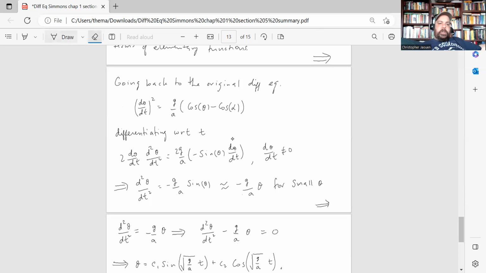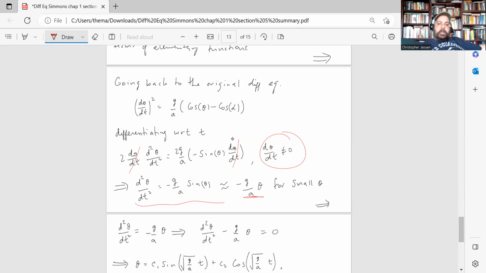implicit differentiation, the left-hand side differentiates to this expression here: 2 dθ/dt times the second derivative of θ with respect to t equals 2g/a times negative sin θ dθ/dt, because θ is an implicitly defined function of time. Notice you can cancel the dθ/dt's, assuming that it's not 0. So you get this second order ordinary differential equation.